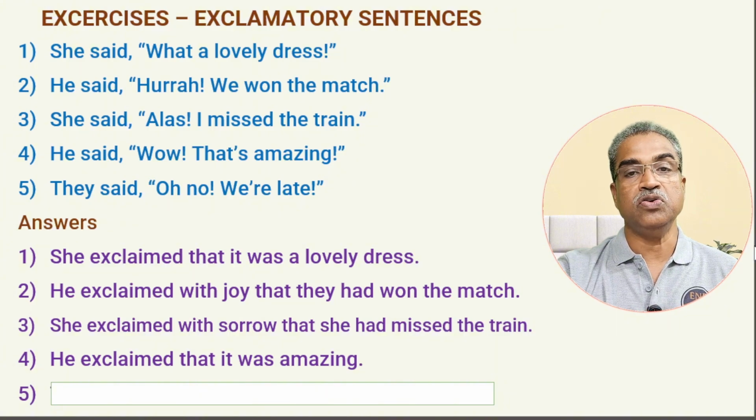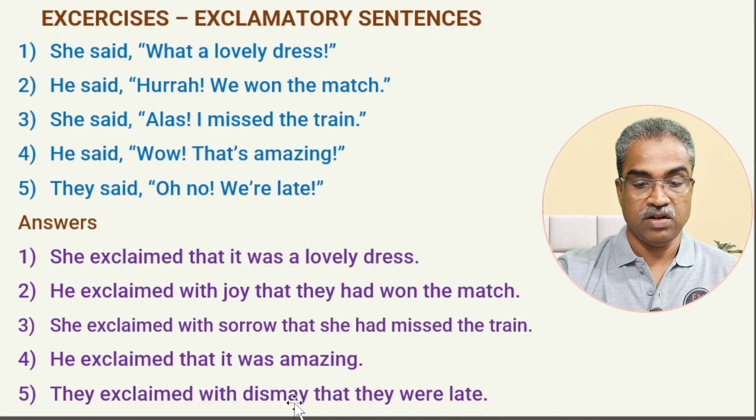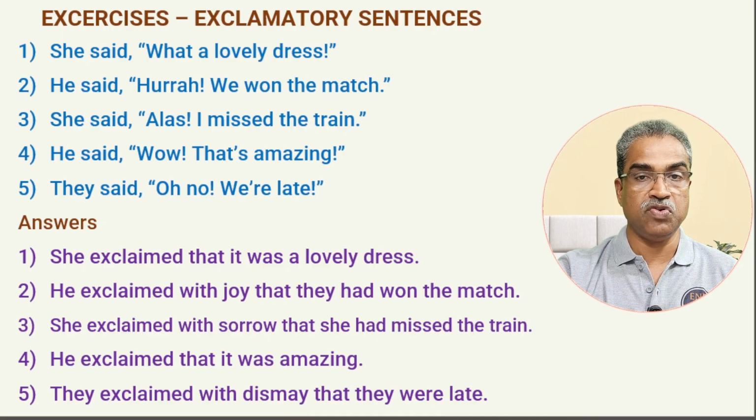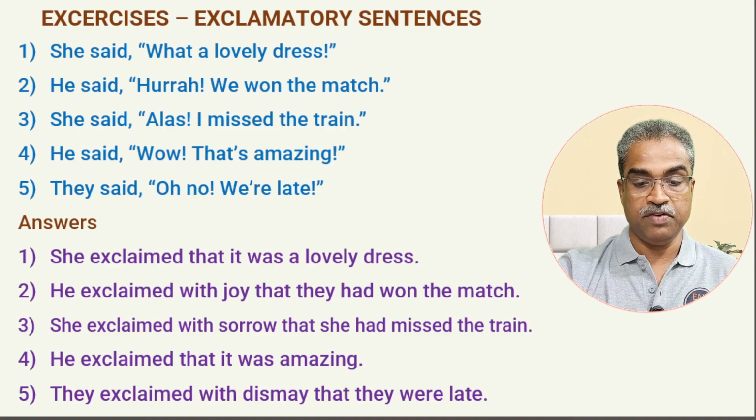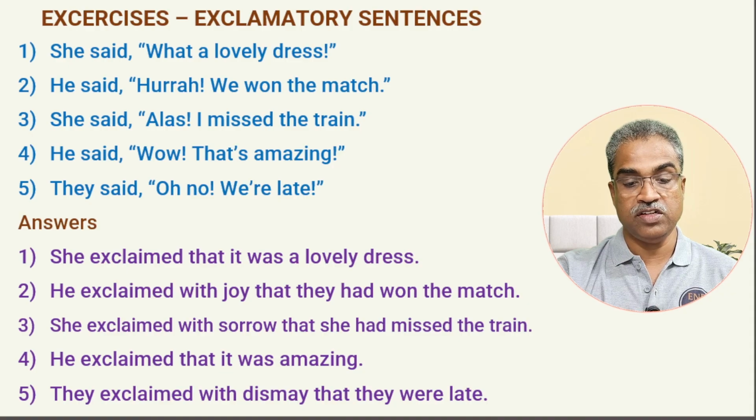They said, "Oh no, we are late." They exclaimed with regret or dismay or with sorrow, whatever may be the meaning they communicated. Okay, they exclaimed with dismay. Dismay means sort of regret and sadness that they were late. "We are late" changes into "we were late." "We" becomes "they," of course, because they said it. So they exclaimed with dismay that they were late.